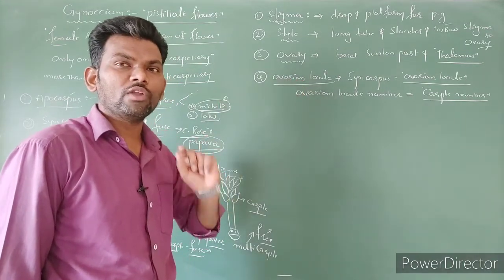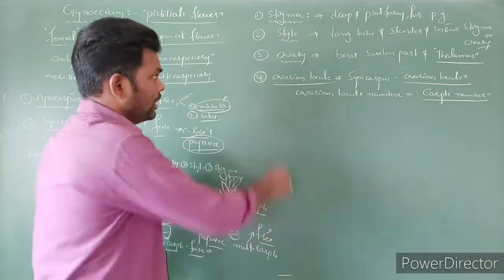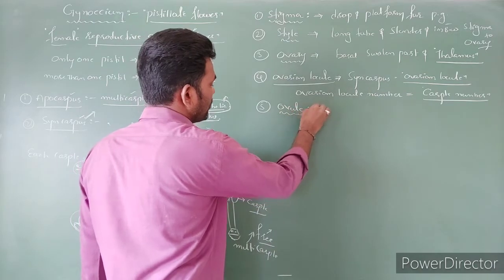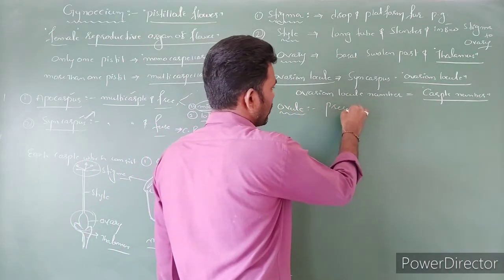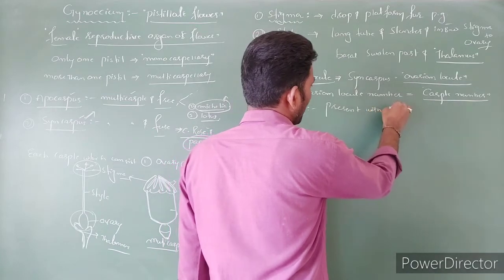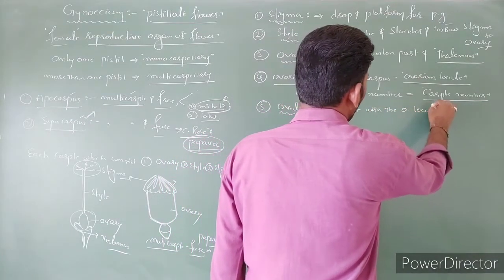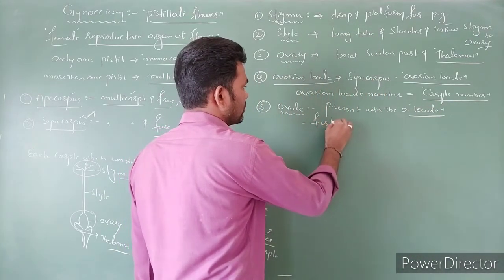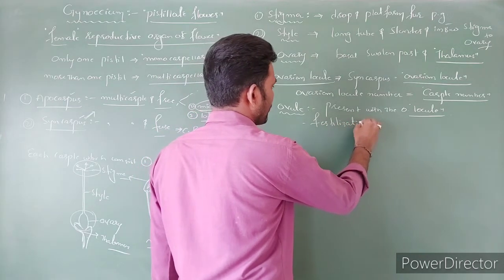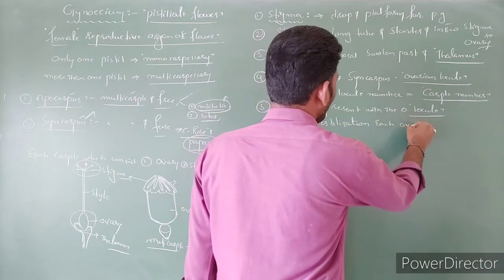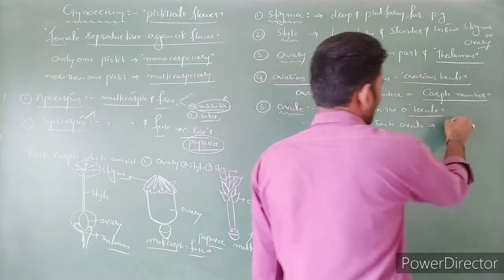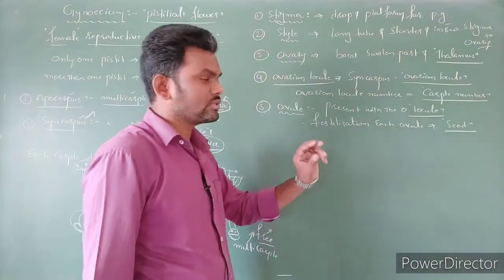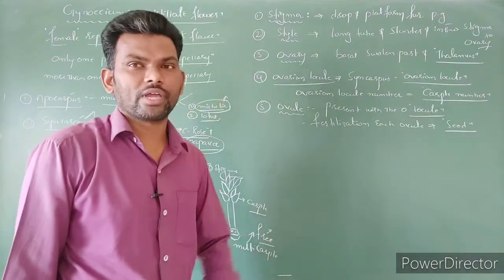After the fertilization, the ovule is going to become as what? Seed. And within the ovarian locule, ovules are present. So after fertilization, each ovule is going to become one seed, right? And sometimes each locule is going to contain only one seed, or more than one seed also we can notice.